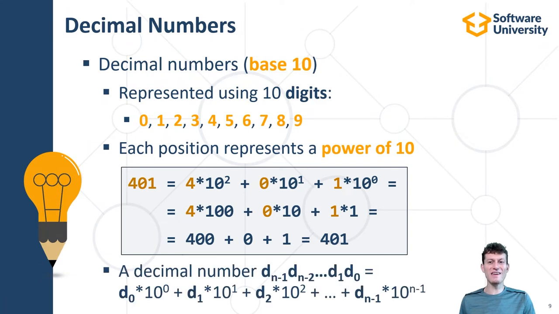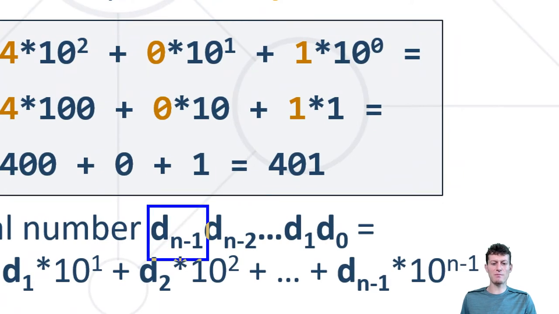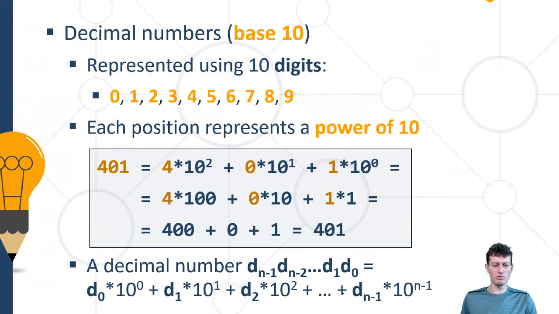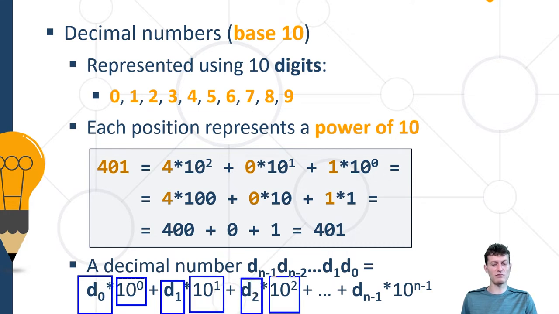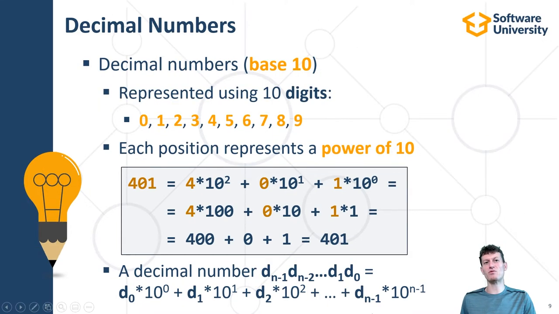We can think of decimal numbers as polynomials. d(n-1) d(n-2) ... d1 d0 is equal to d0 multiplied by 10 to the power of 0, plus d1, the next digit, multiplied by 10 to the power of 1, plus d2 multiplied by 10 to the power of 2, plus ..., plus d(n-1) multiplied by 10 to the power of n-1.